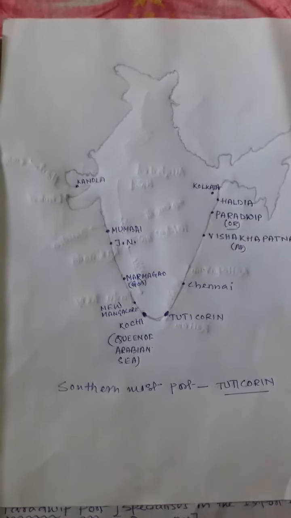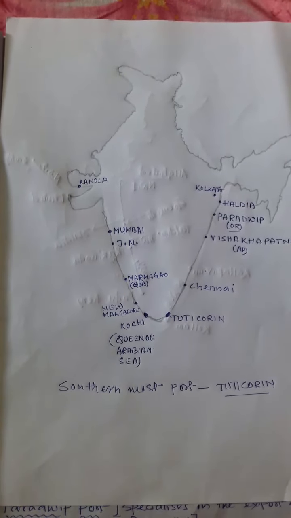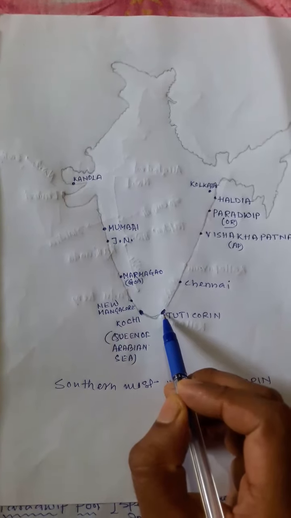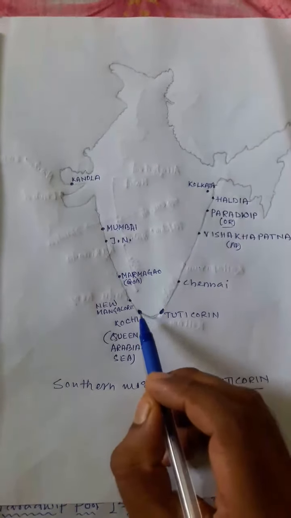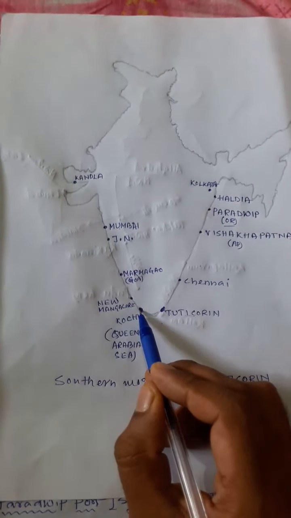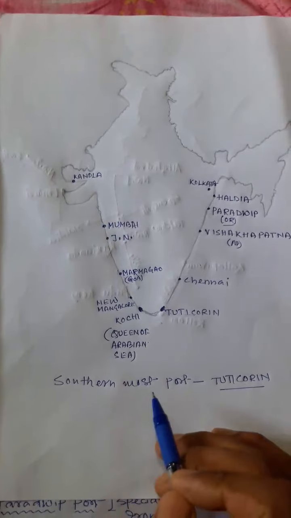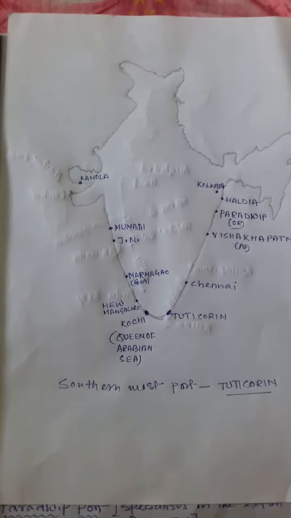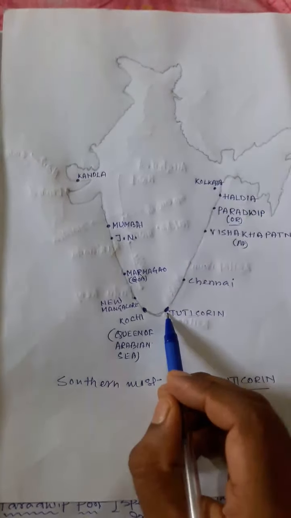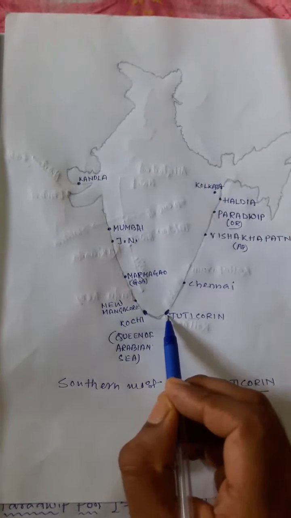Now, one question might be asked: which is the southernmost port of our country? In the south we have Kochi, and we also have Tuticorin, but the answer should be Tuticorin, because if you compare these two, Tuticorin port is at a lower latitude as compared to Kochi. So if the question is which one is the southernmost port in our country, the answer should be Tuticorin.